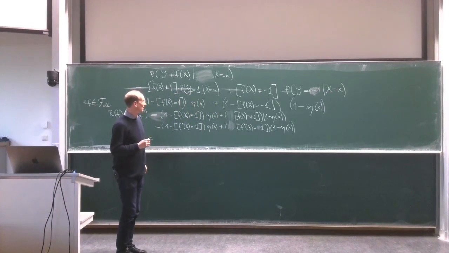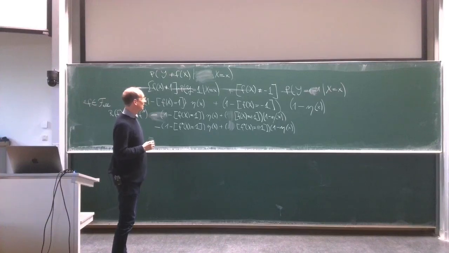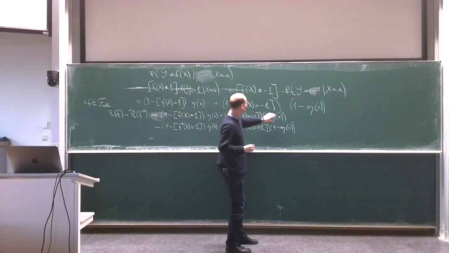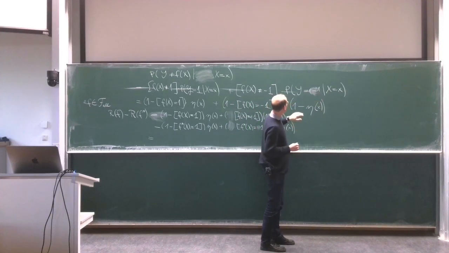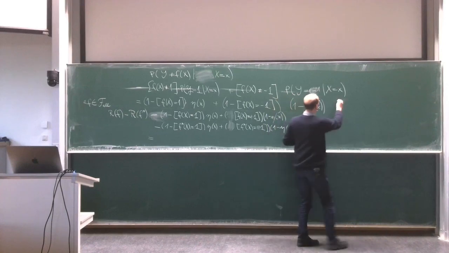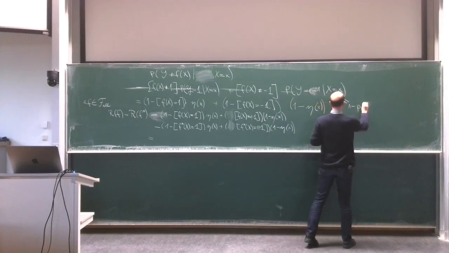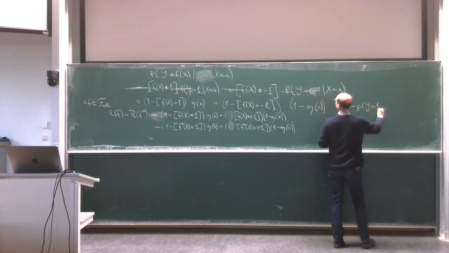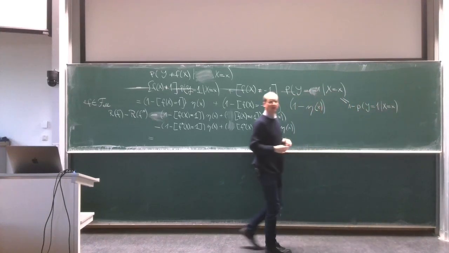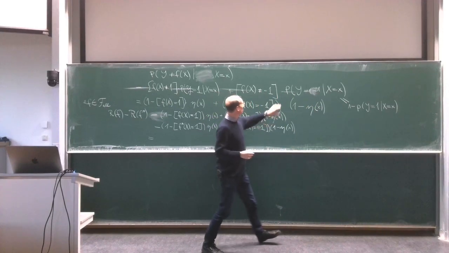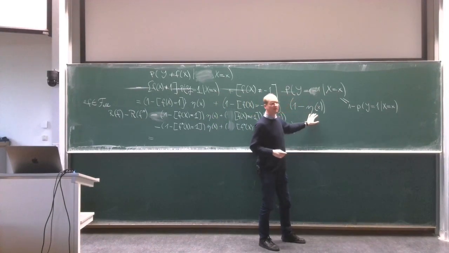Why do we have 1 minus eta? Why we have that one here? Shouldn't it be just eta? Oh, it was the y being equal to minus 1. And that is basically the same as 1 minus probability of y being equal to 1 given x. And that was the eta of x. So I replace this expression with 1 minus eta of x.